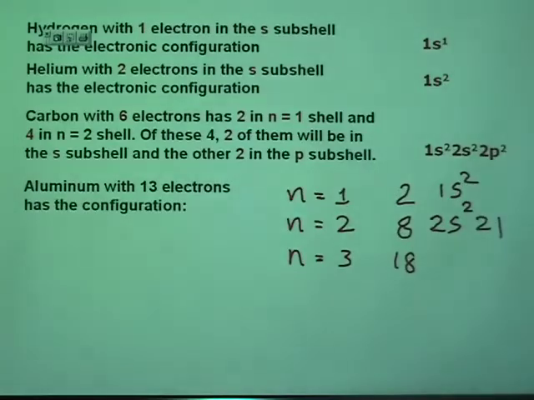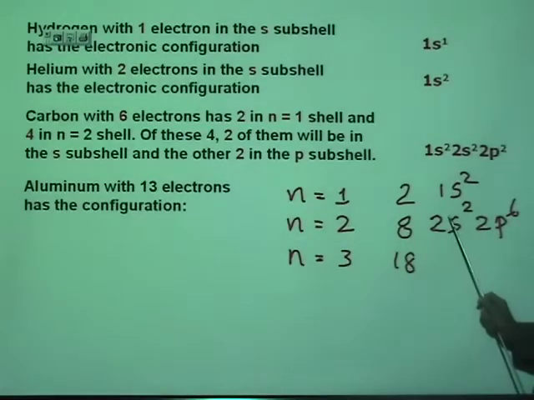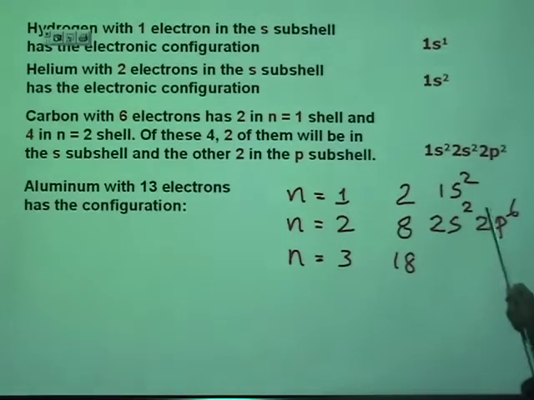and therefore that will be 2s2, 2p6. Is that right? So these 8 electrons will be distributed as 2 electrons corresponding to n equal to 2 in the S subshell, and 6 electrons, I wrote it to the right of the screen, 6 electrons in the P subshell for n equal to 2.